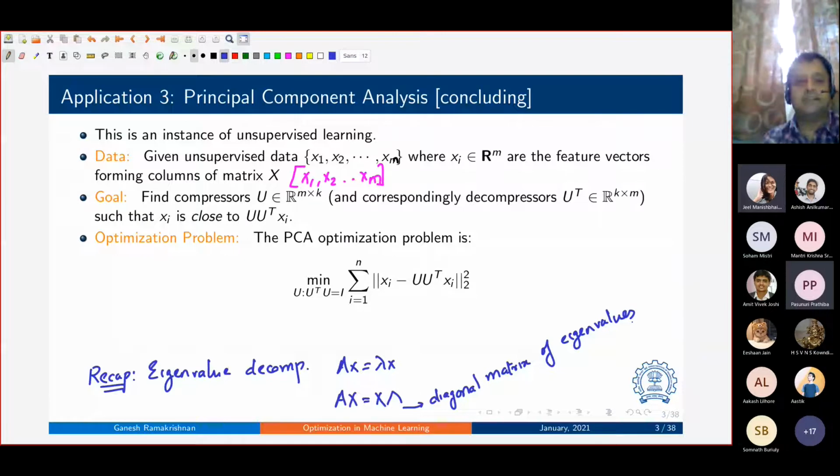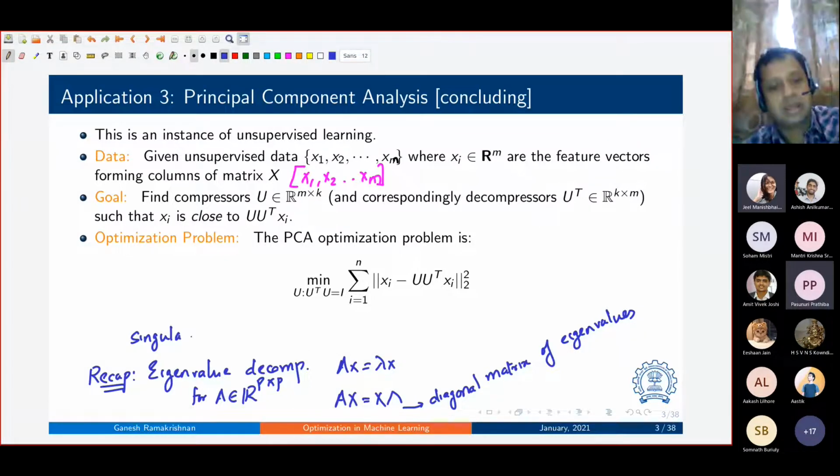Now imagine that this is when A is a square matrix, say in R P by P. But imagine that A is not square, it's rectangular. You could still have something called the singular value decomposition. And the singular value decomposition is basically stated as follows.